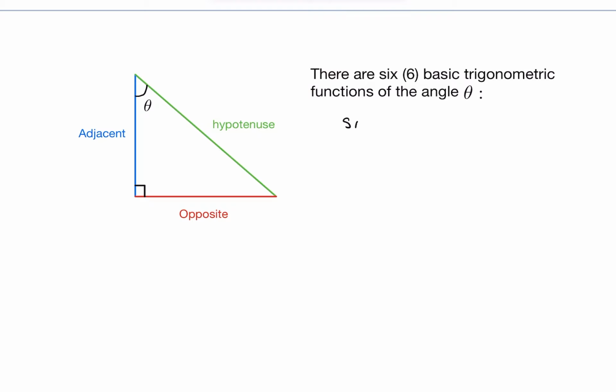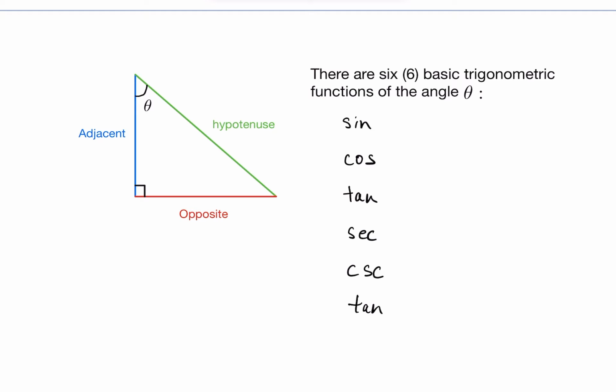We have sine, then we have cosine, then we have tangent, secant, cosecant, and tangent. Okay, these are the basic trigonometric functions.